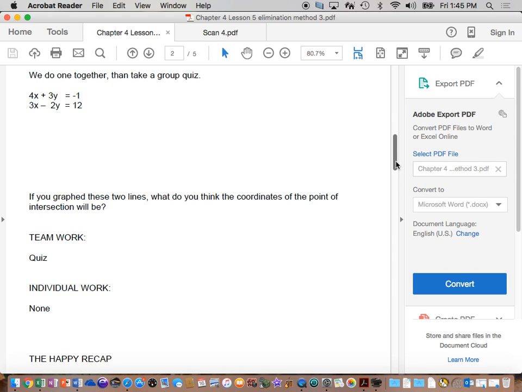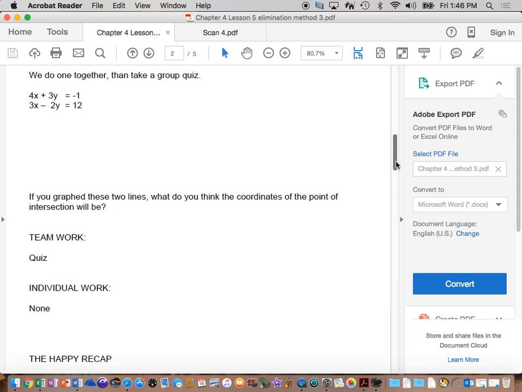Which letter would you like to get rid of, the X or the Y? Y, I think so too, because the signs are opposite. Now, I just want to emphasize that you can always get rid of either variable. If you want to get rid of the X's, get rid of the X's. If you want to get rid of the Y's, get rid of the Y's. However, I like to choose the one to get rid of where the signs are already opposite. That means I don't have to multiply by negatives. And if I don't have to multiply by negatives, that's a very good thing.